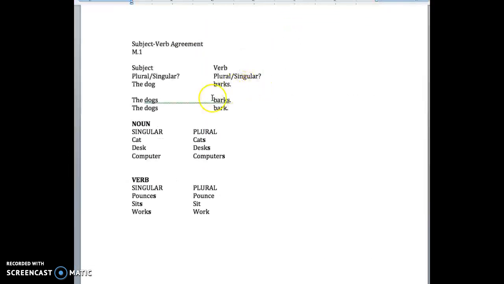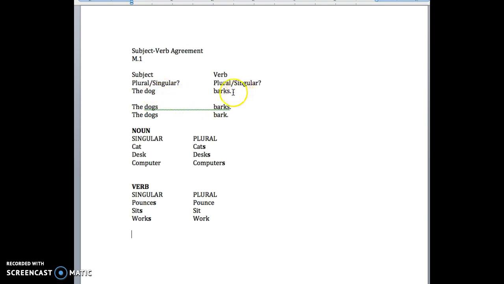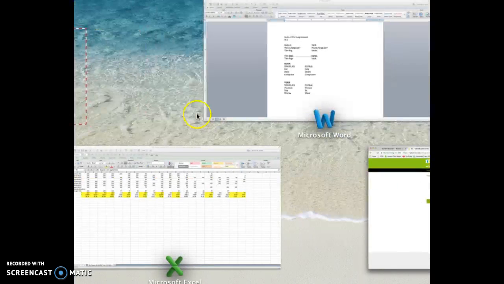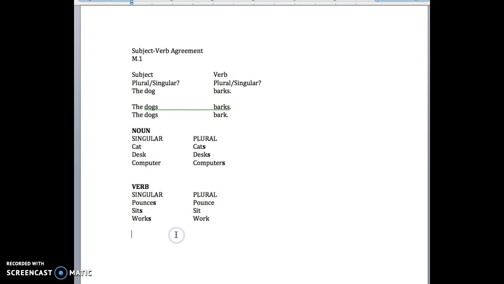Now, we can't have the dog bark. We have to add the S. For a singular, we add the S. So we need to have flows. Now, that was a little bit challenging because we're doing a little bit backwards. The sentence was a little bit out of order. Here's another example. Kind of looks right at first, but it's not.